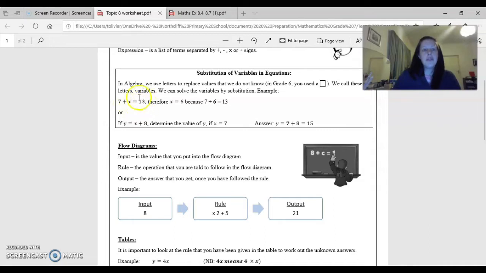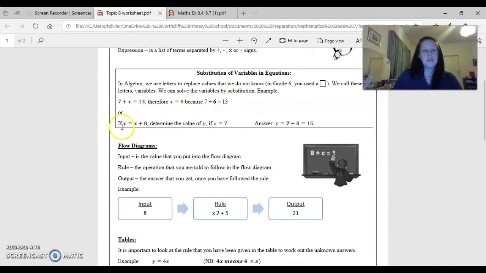How do I find out what 13 is? I do the inverse operation. Because I added here, I must subtract from both sides. So I subtract 7. I move that 7 over to the other side, and it becomes 13 minus 7, which gives me 6. Okay, so therefore 7 plus 6 gives me 13.